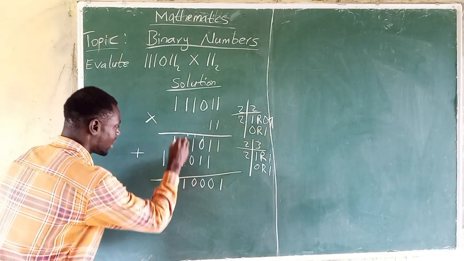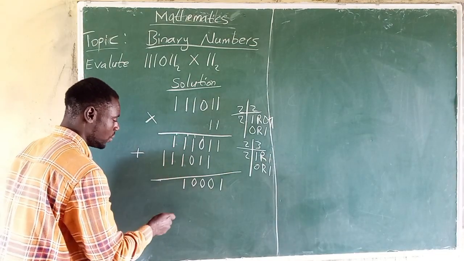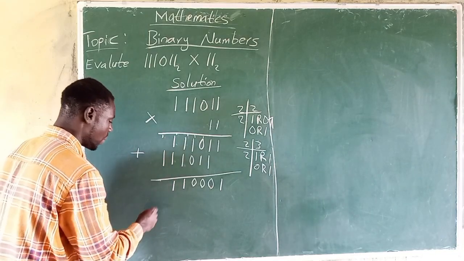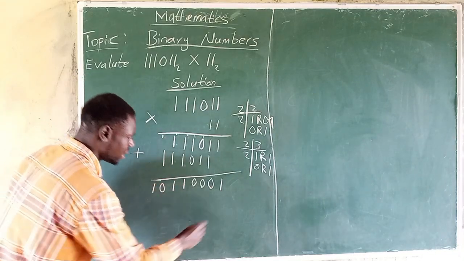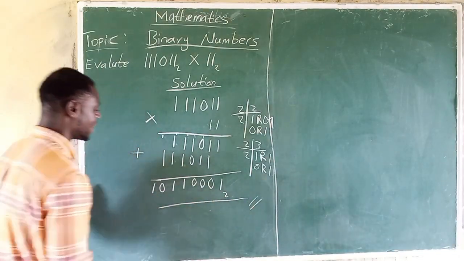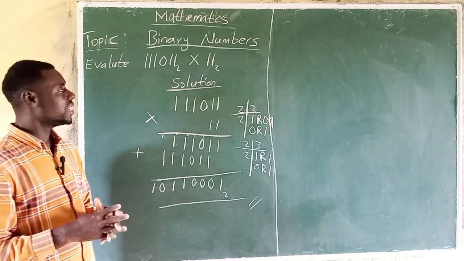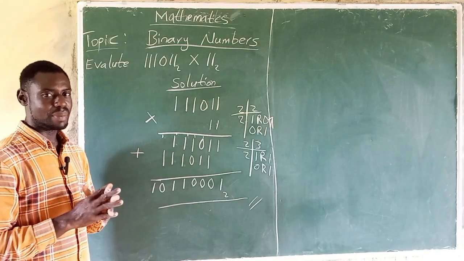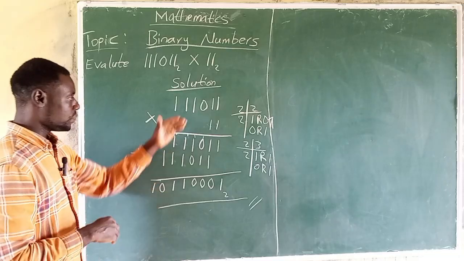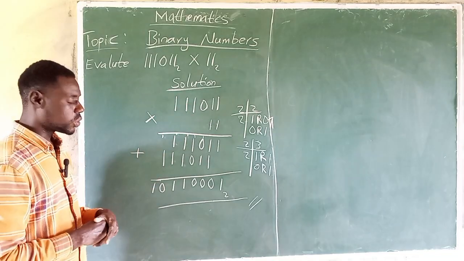So I will write 1, carry 1. 1 plus 1 plus 1 will still give me 11. I carry 1. 1 plus 1 will give me 10. So this is in base 2, and this will be my final answer. So whenever you are given a binary expression in the same base that you should multiply, this is the format you are going to use to solve your problem.